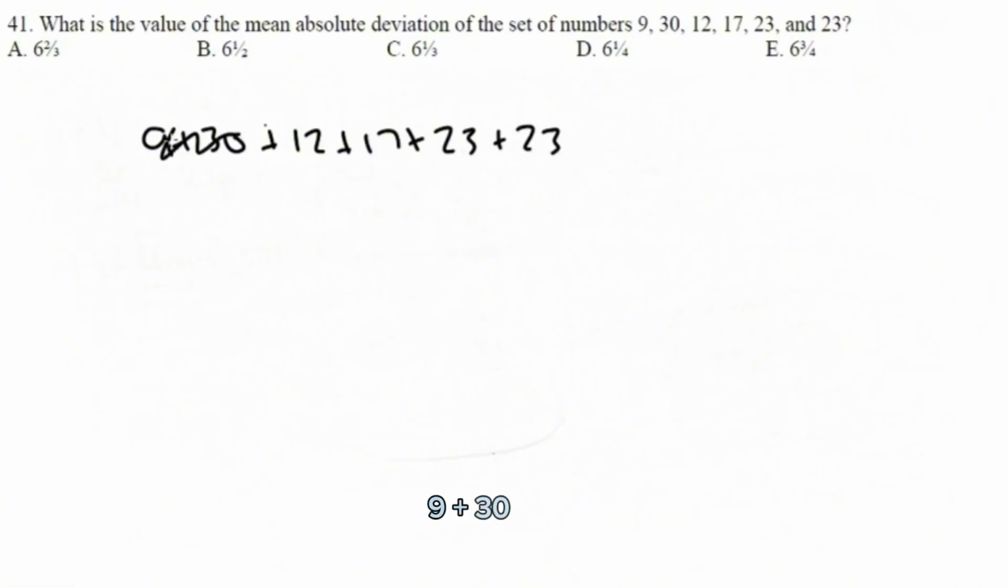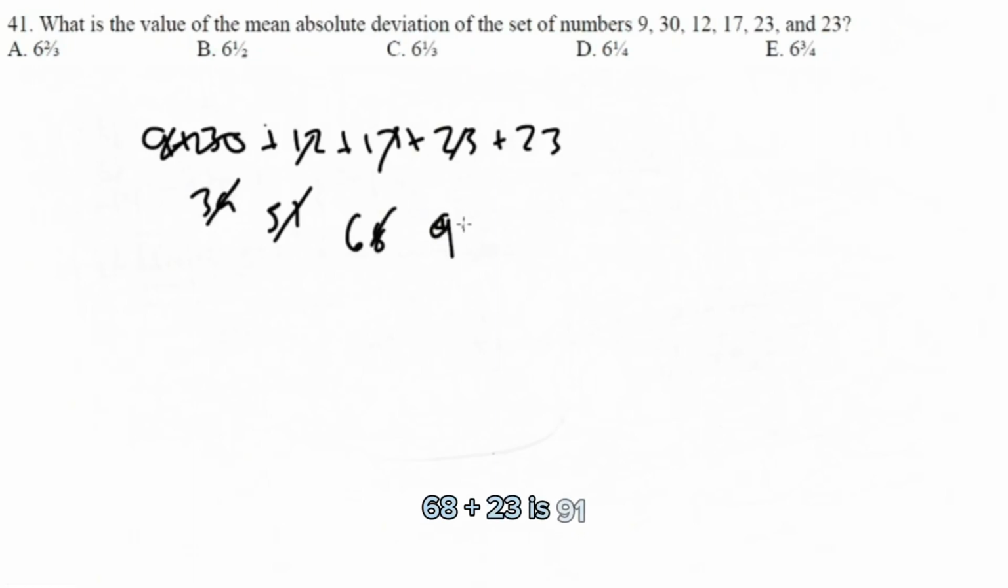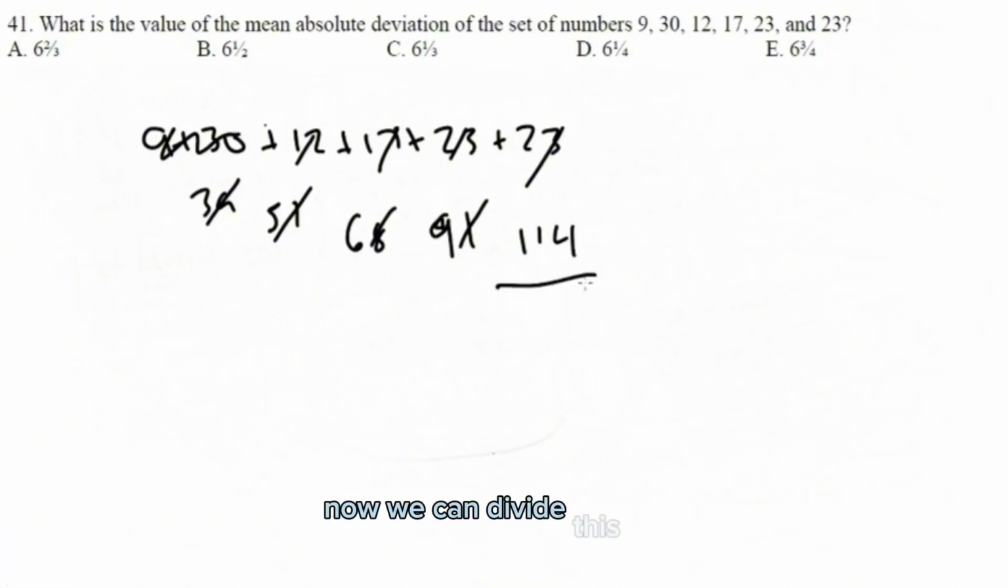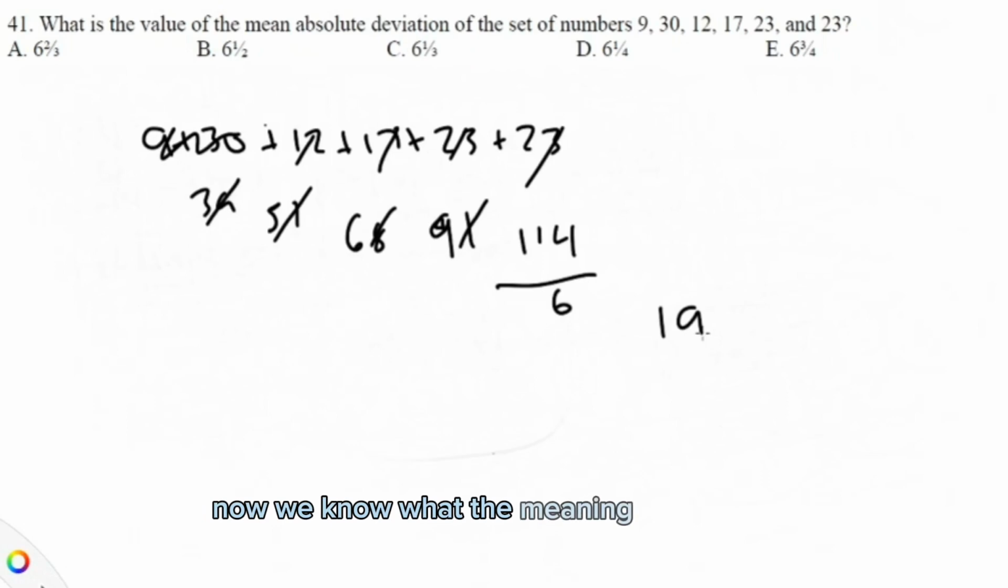Alright, 9 plus 30 is 39. 39 plus 12 is 51. 51 plus 17 is 68. 68 plus 23 is 91. 91 plus 23 is 114. Alright, now we can divide this by 6. 114 divided by 6 is just 19. Alright, now we know what the mean of this set is.